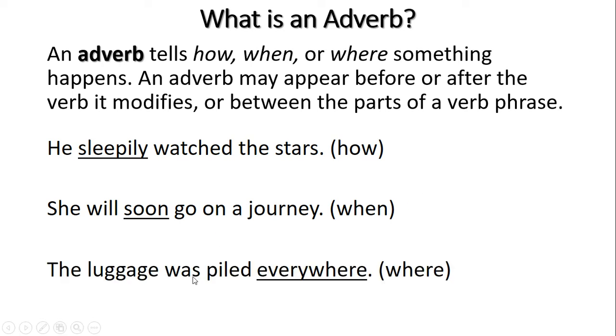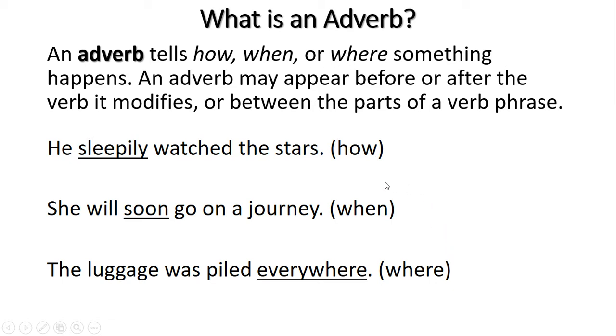The luggage was piled everywhere. Okay, my sentence, the typical sentence, is, the luggage was piled. The word everywhere is telling us where it was piled. So my verb phrase here is was piled. Where was it piled? It was piled everywhere. So here we have three questions: the how, the when, and the where.